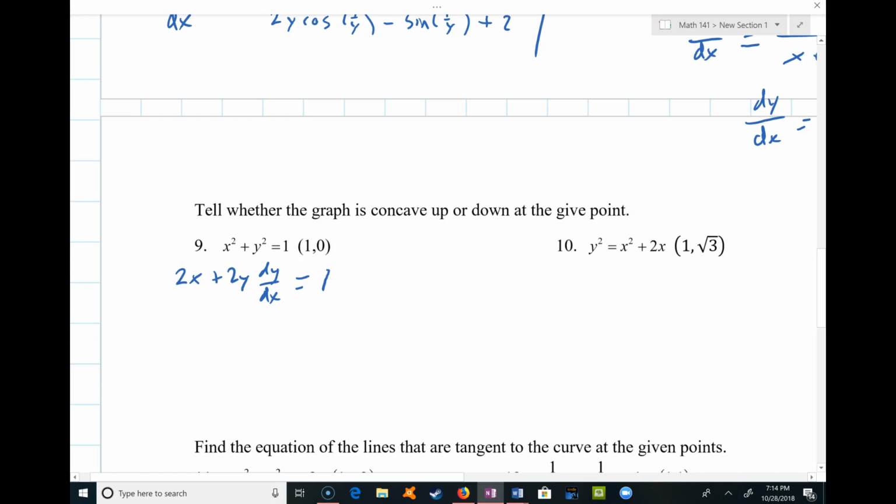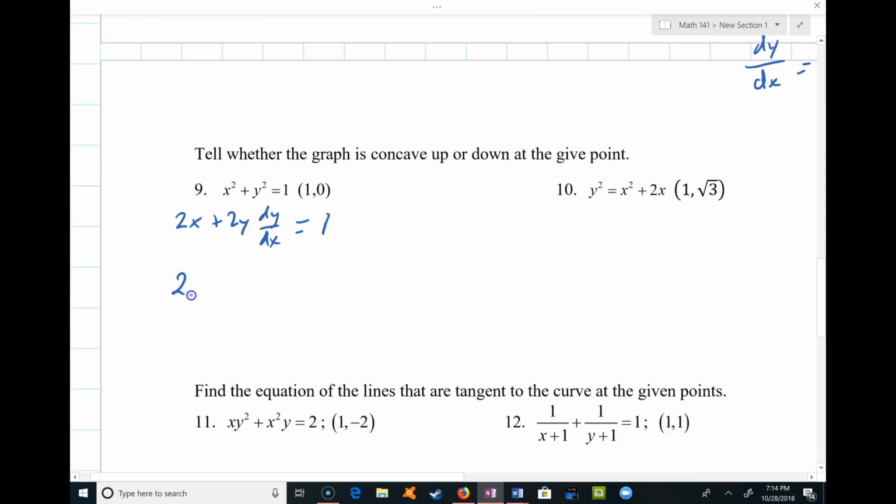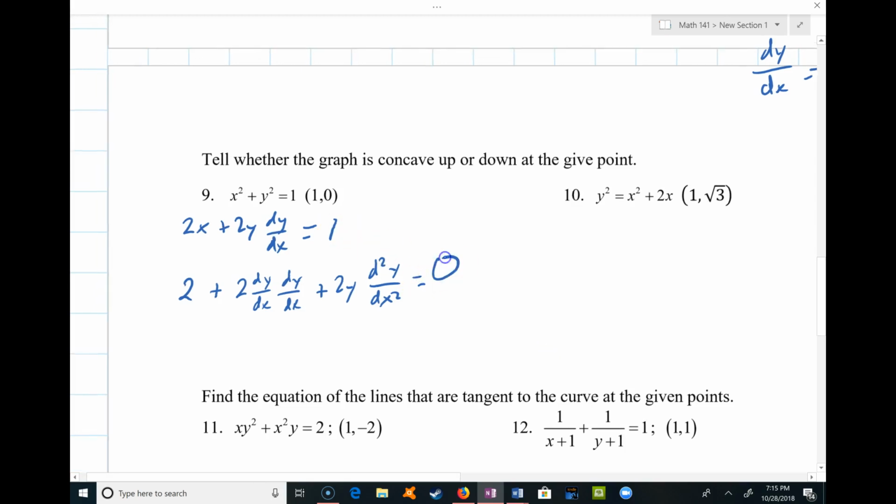So if I take the derivative of both sides again, I get 2 plus, now I have to do a product rule here. So that would be 2 dy/dx times dy/dx plus 2y times the derivative of that, which would be d squared y/dx squared. Remember, that's how we write the second derivative. And of course, the derivative of 1 is 0.